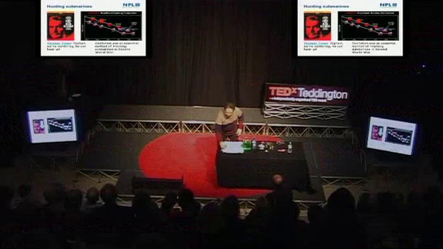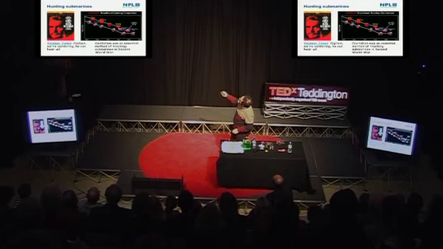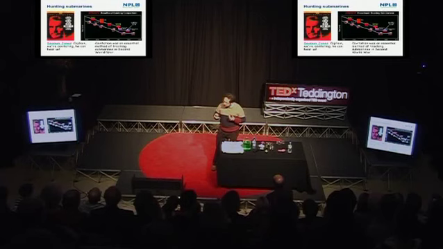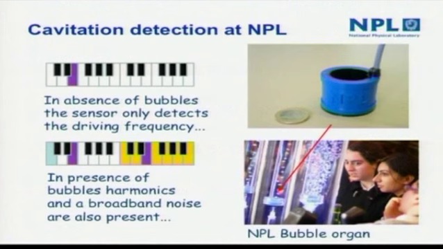And what you see there is a graph of how they tried to reduce the noise levels produced by submarines. But can you see that it goes flat at the end? That's because up to a point, they could not silence the bubbles. So still, if a submarine doesn't want to be caught, bubbles are a problem. So it's very important to detect them, and this is what we do at NPL. We try to find ways to measure these bubbles. And what do we do? Well, simple, we listen to them.